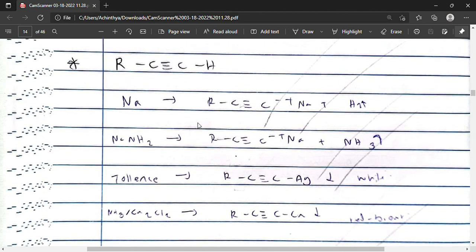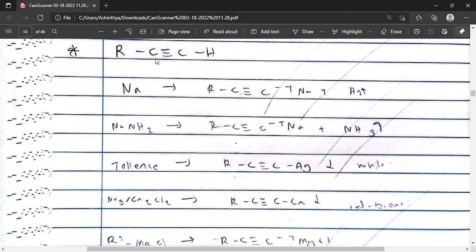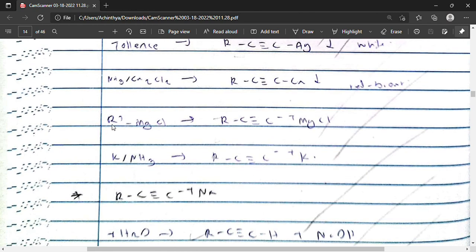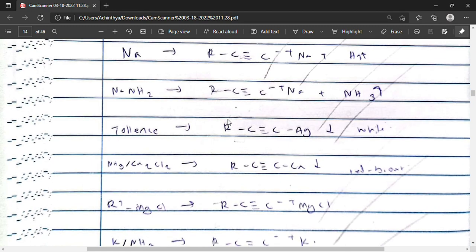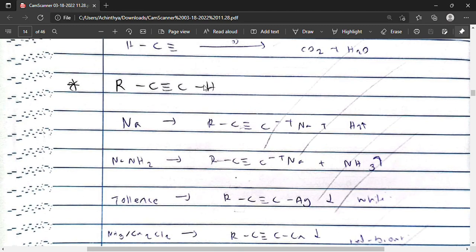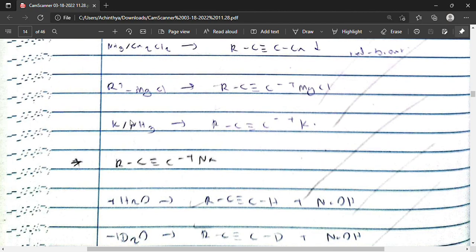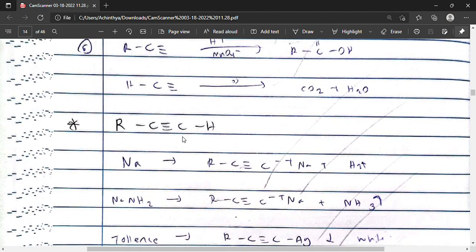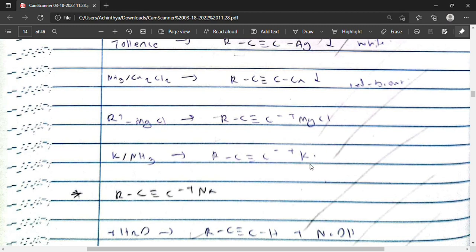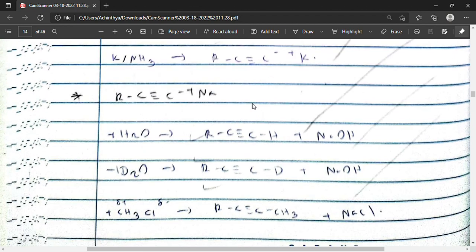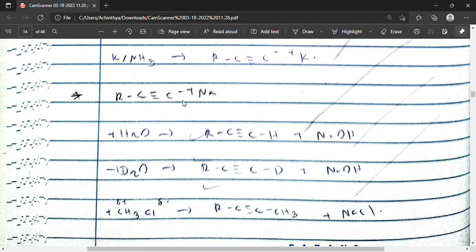If we add a Grignard reagent to a terminal alkyne, the R- alkyl group will join with this hydrogen to produce an alkane, as we remember, and the rest will produce this group over here. If we add potassium amide into a terminal alkyne, the hydrogen will be replaced with a potassium atom as shown over here. Now these are reactions that are shown by terminal alkynes.